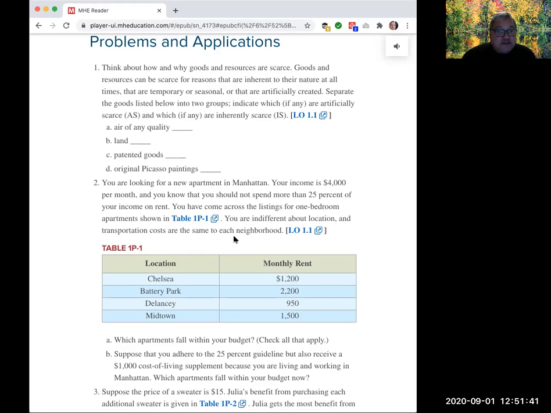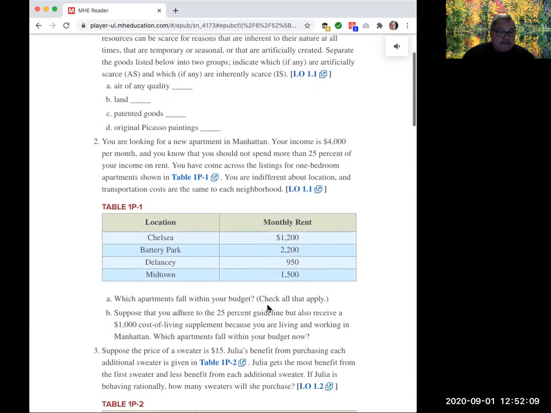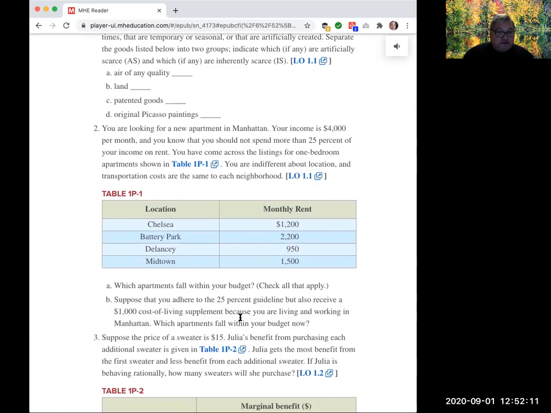So then the question is, absent location, among these 4 neighborhoods, Midtown, Delancey, Battery Park, and Chelsea, which apartments should you consider as a move-in? And the answer is simply Delancey. Delancey is the only apartment that's within your budget. Because your rental budget is $1,000, Delancey is the only apartment falling within your budget.